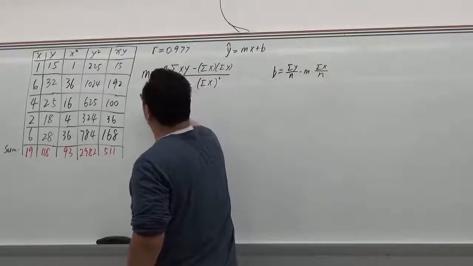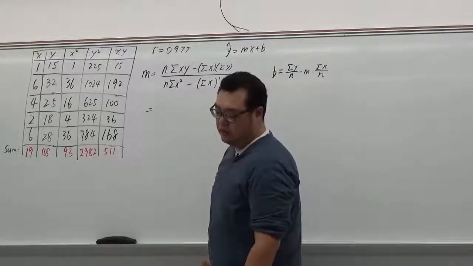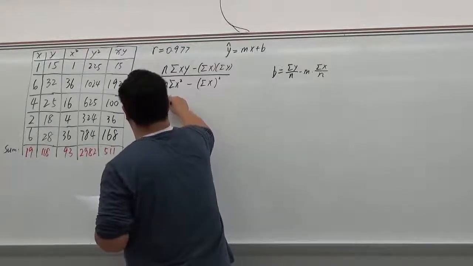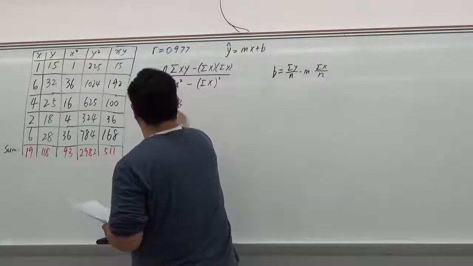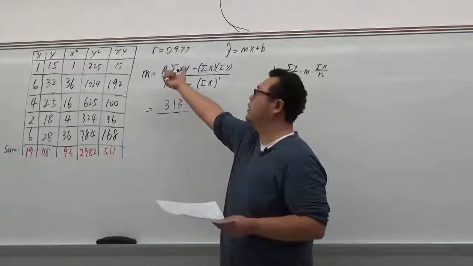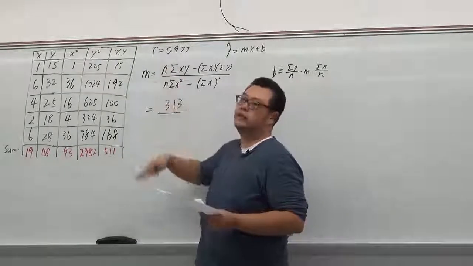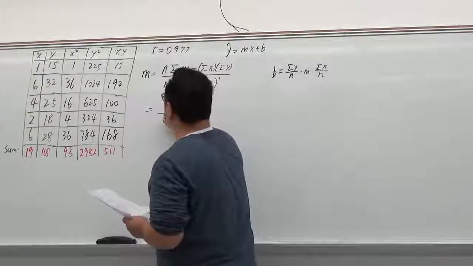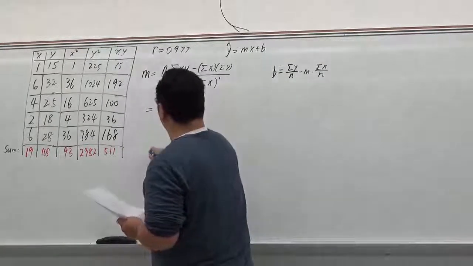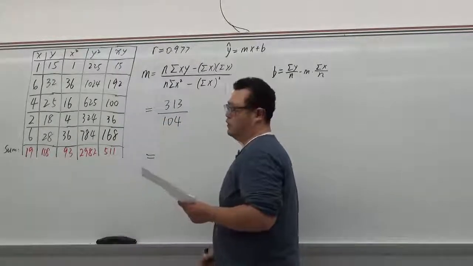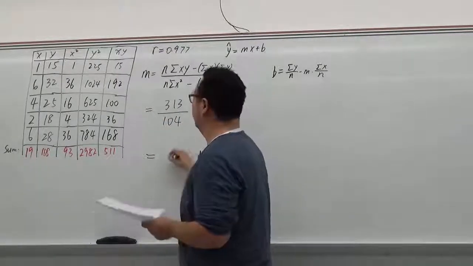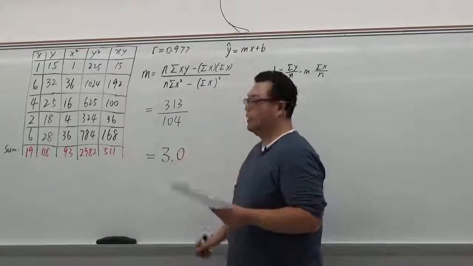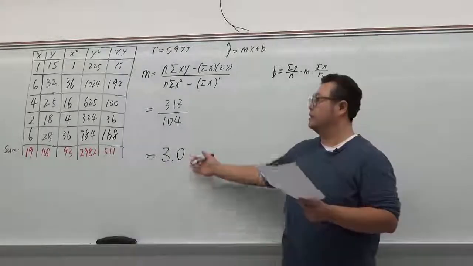We found those numbers in part A already. We have n times the sum of xy minus the sum of x times the sum of y, calculated as 313. And the bottom is, from our correlation coefficient, the first radical underneath, which was 104. When we divide those, we get 3.009, or if we want, just use 3 as the number. 3 or 3.0, doesn't matter.